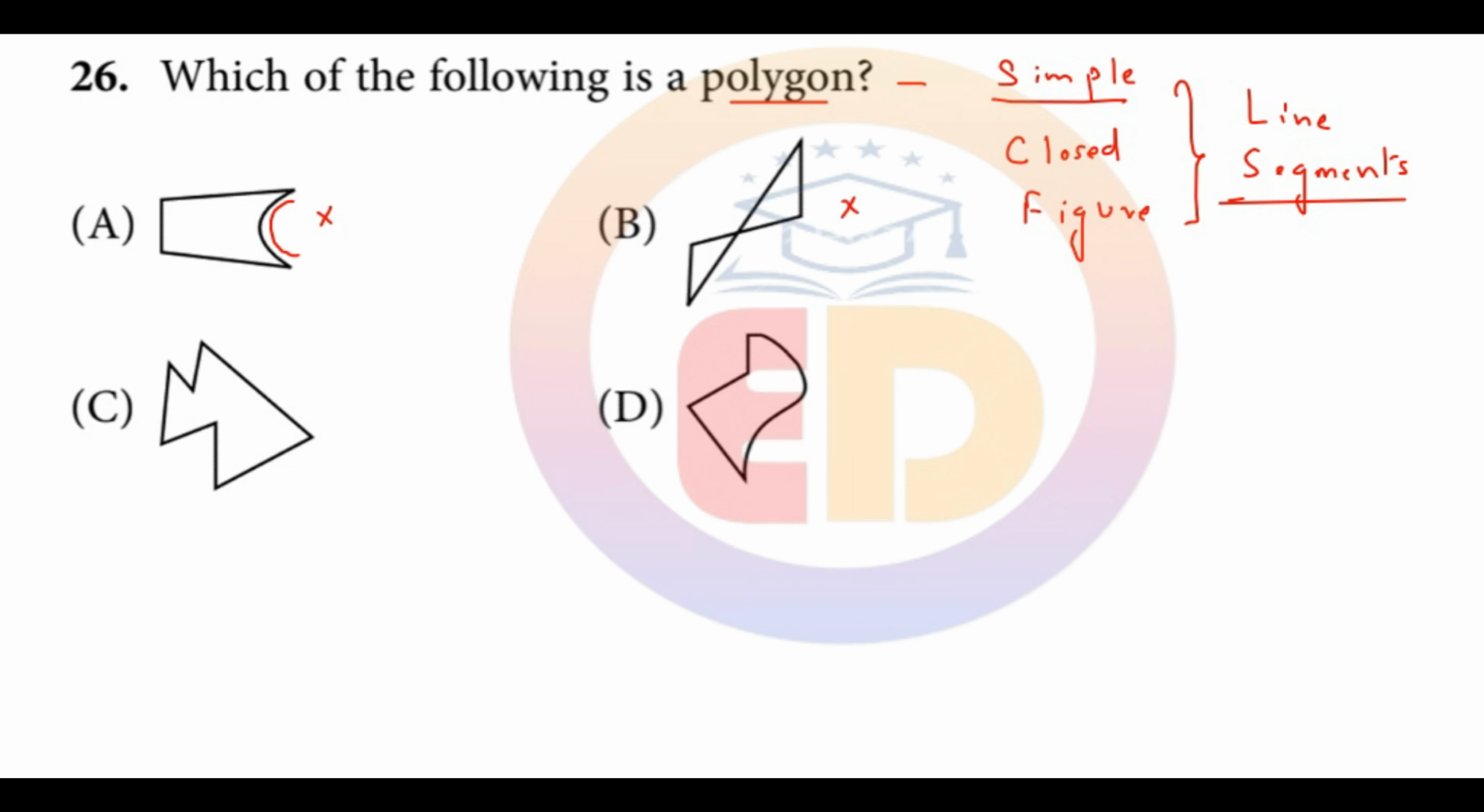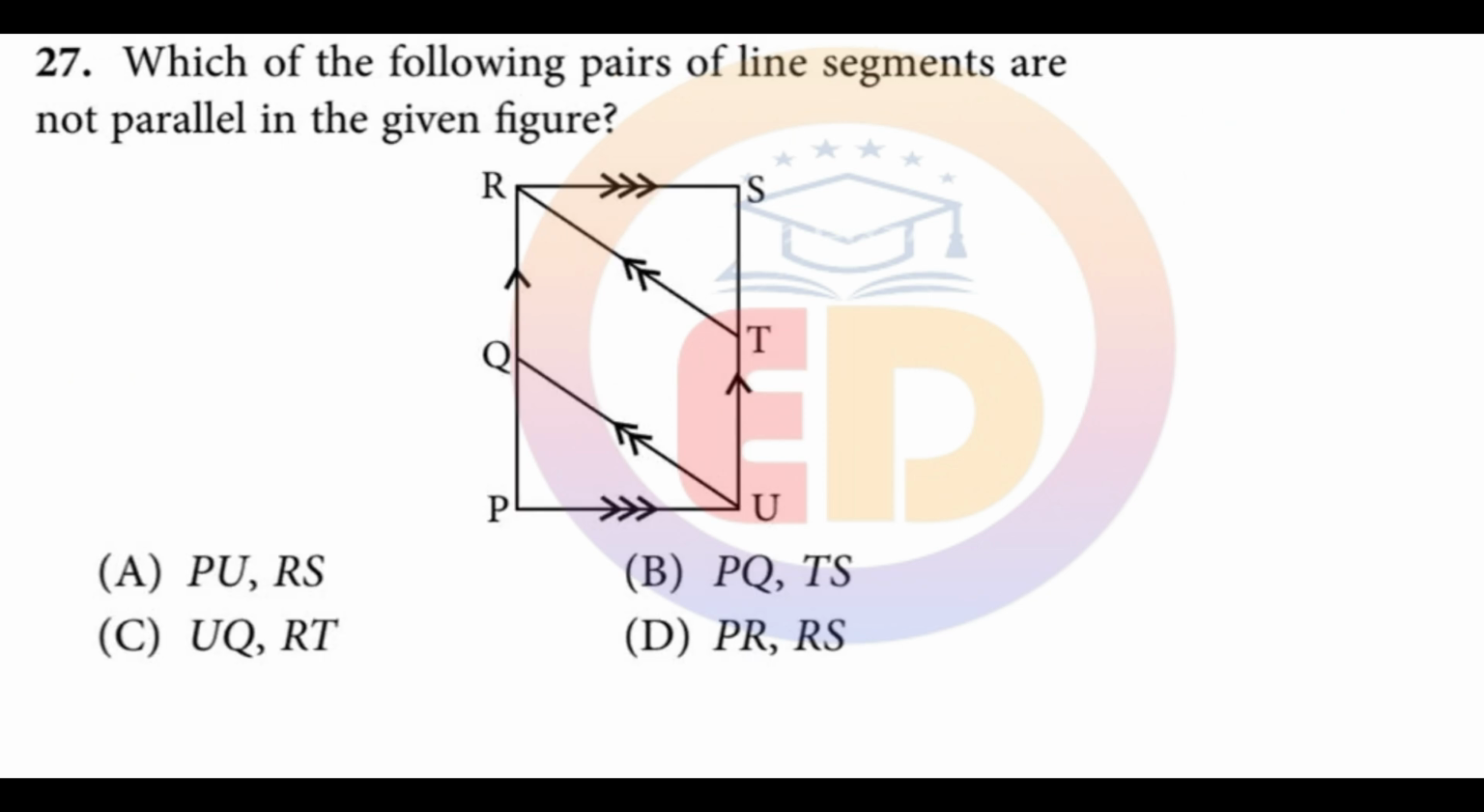Option number C, this is a polygon. It is a simple shape because none of the line segments are crossing each other. It is also a closed shape, and it is completely made up of line segments. So this is our answer, option number C. If you look at option number D, this is a curved shape here, and because of this, this is not a polygon. Answer here will be option number C.